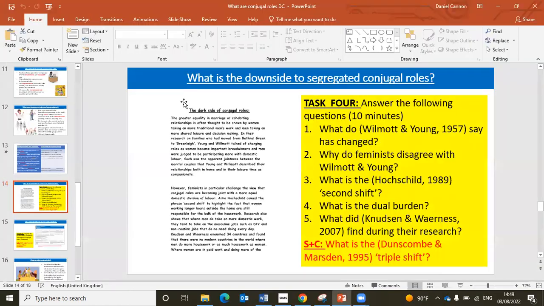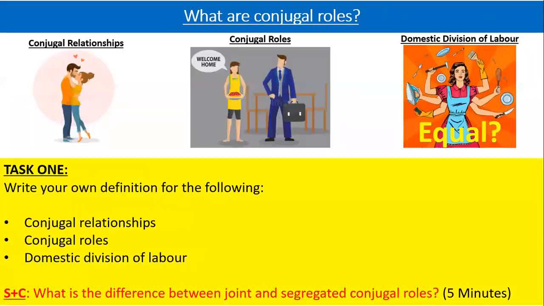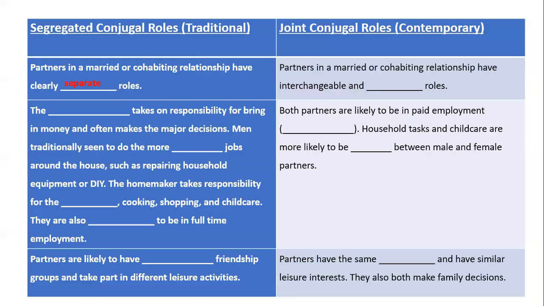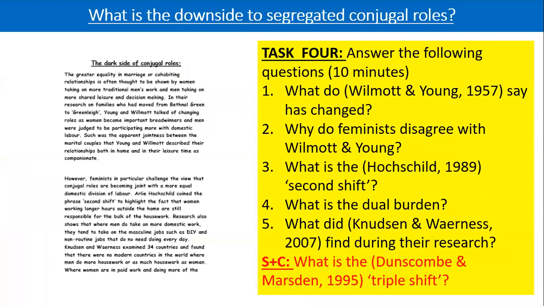Let's just go back to those questions. So just give you a moment to pause it. We'll go over the answers momentarily. Just maybe write down your responses to those. Just really to highlight, Wilmot and Young are the neo-functionalist side of things, whereas everyone else on there is really the feminist side.